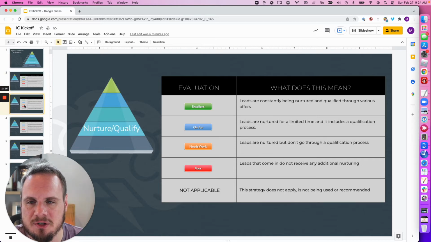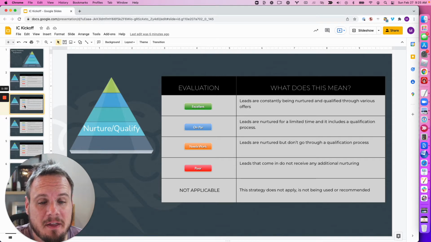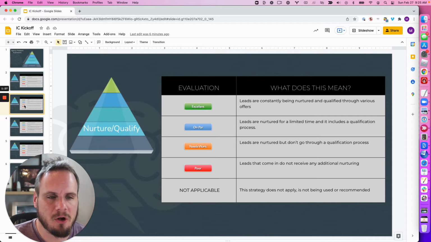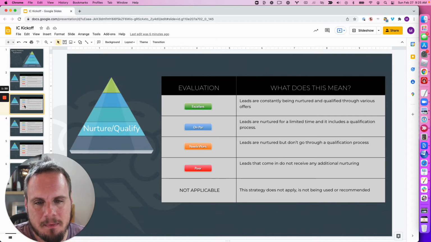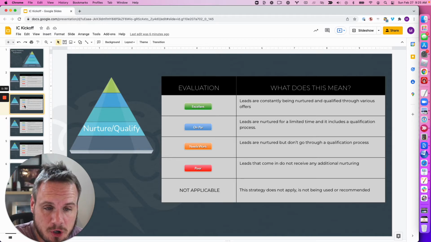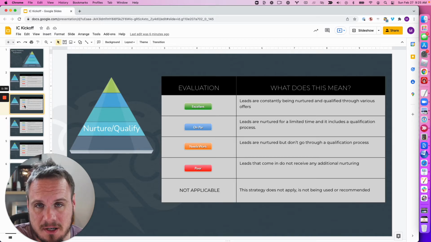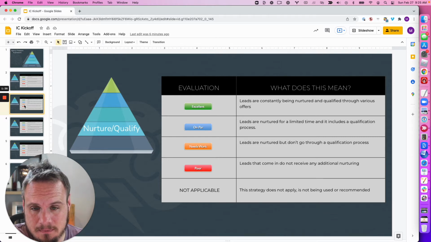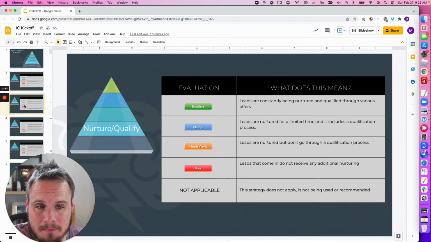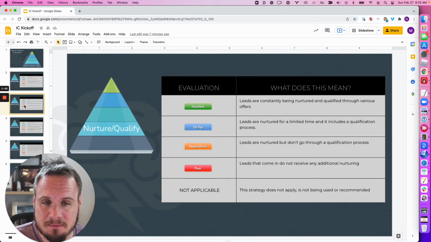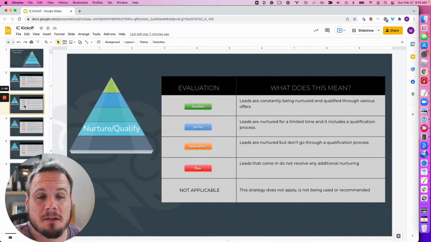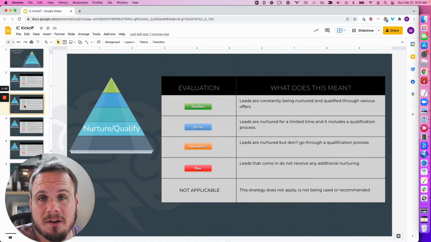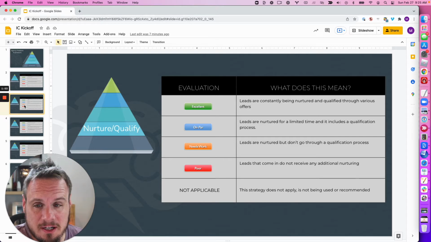Let's jump to the next one, which is nurture and qualify. Let's talk about poor. Poor would be leads that come in do not receive any additional nurturing. You don't nurture them at all. You don't help them to move to that next step. Needs work would be leads are nurtured, but don't go through any kind of qualification process, so you're not really qualifying your leads. On par would be leads are nurtured for a limited amount of time and includes a qualification process. And excellent is leads are constantly being nurtured and qualified through various offers. Okay, so select which one sounds most like you.